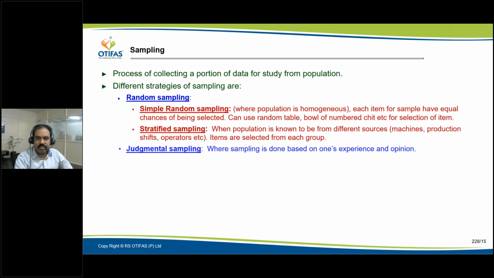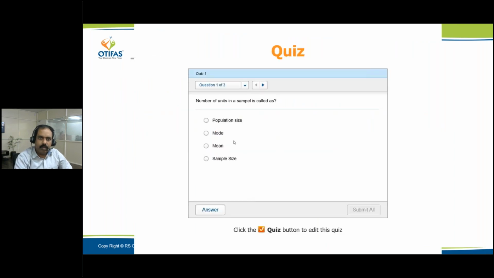I will not cover this. You know about sampling and all: random sampling, judgment sampling. The number of units in a sample is called what? Sample size. Right.